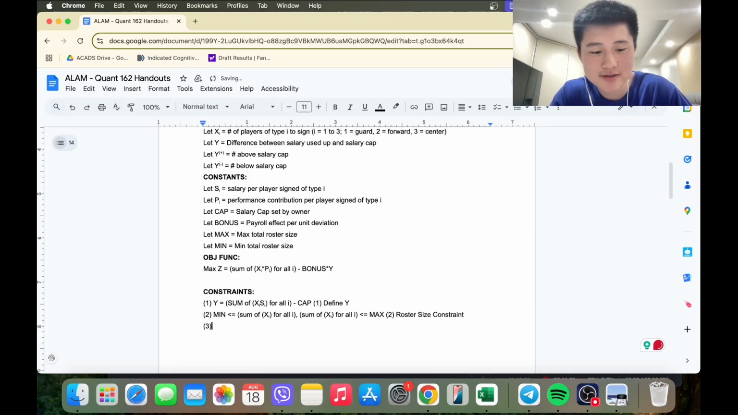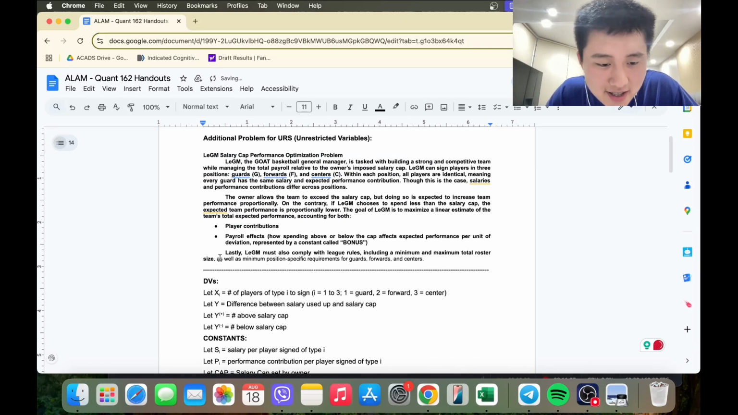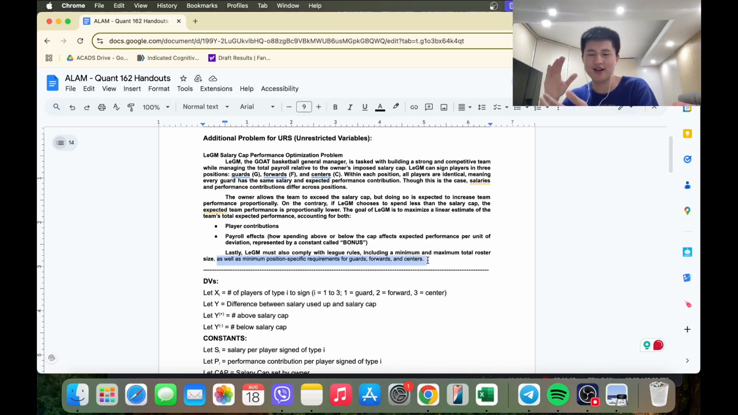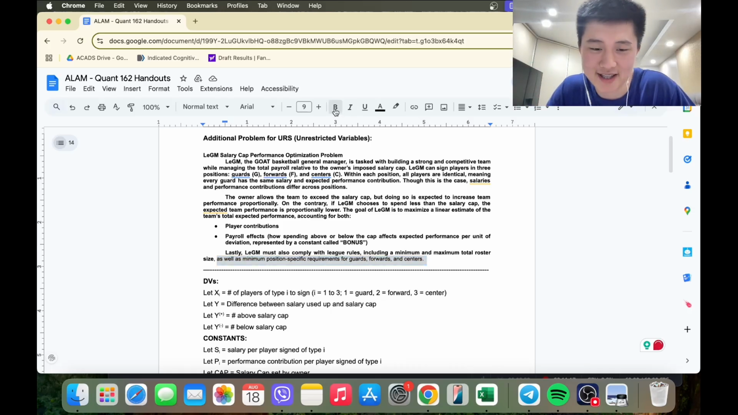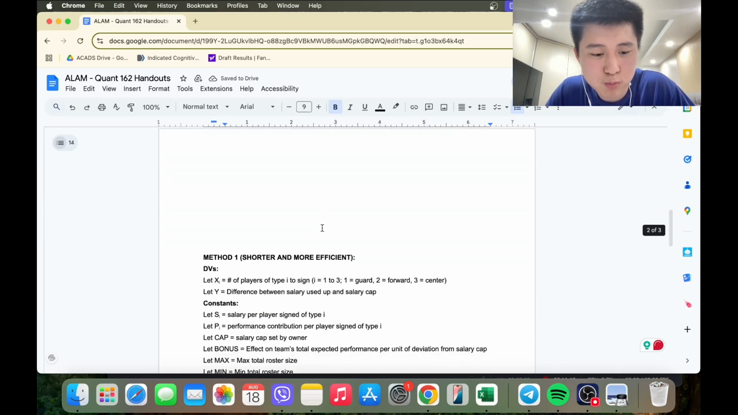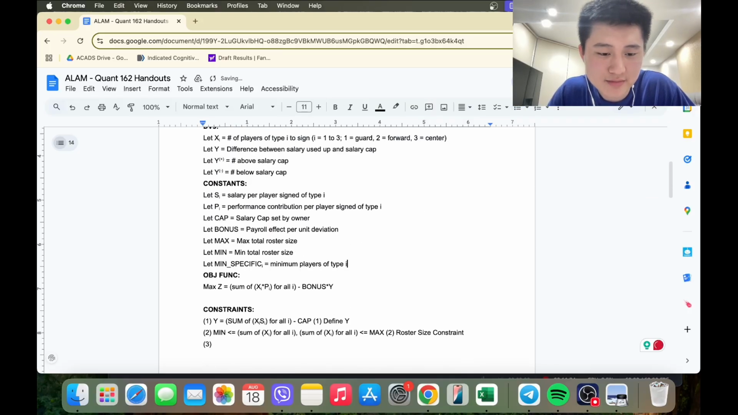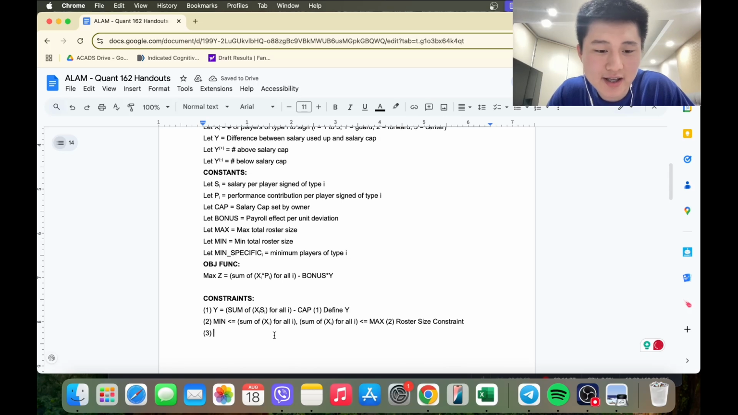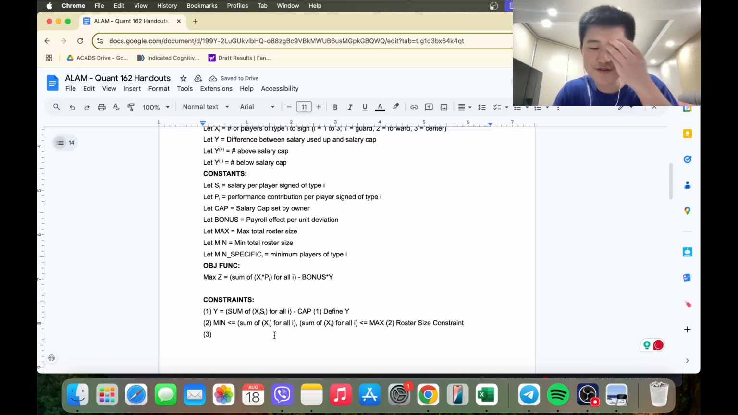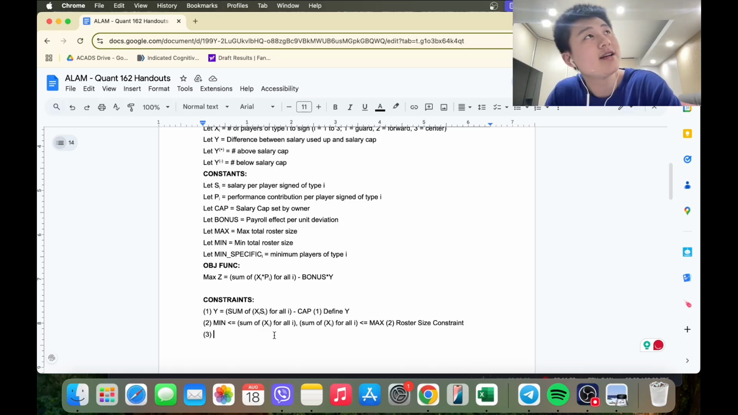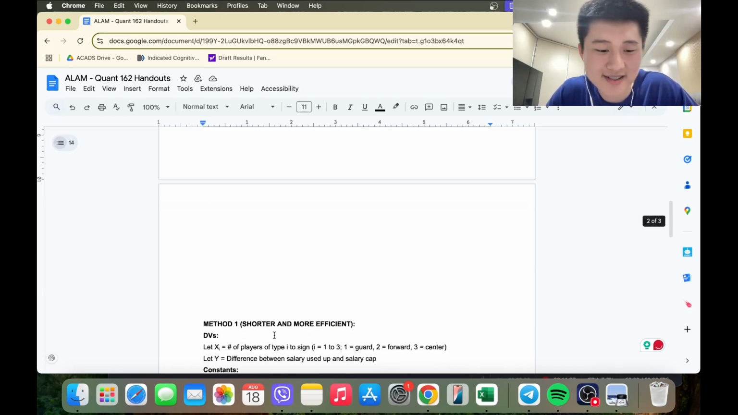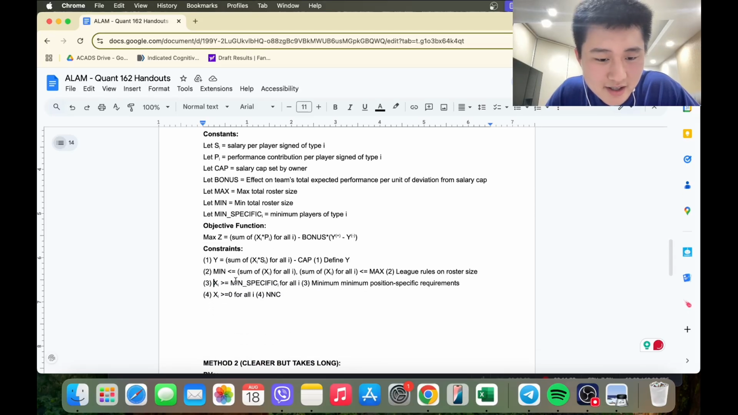And then now, lastly, there's a minimum position specific requirement for guards, forwards, and centers. We should have at least some number. And we don't know that number, so we make it a constant. So minimum specific. So now essentially, for each of the guards, it should be greater than or equal to the minimum requirement, right? So that's what I did here. Greater or equal for all i.